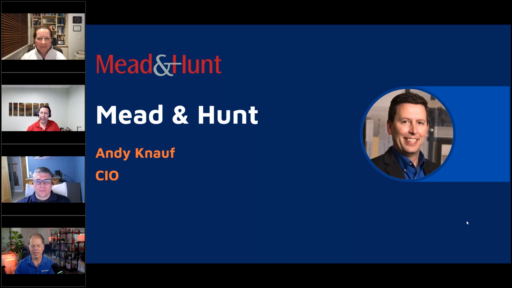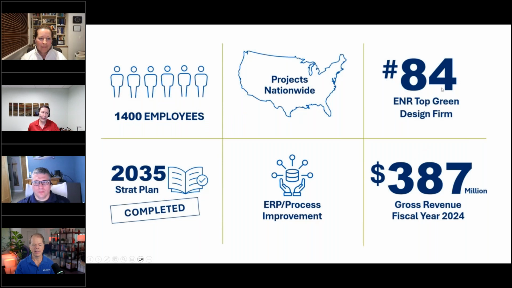So I'm going to go over here a little history on Mead and Hunt. When I started back in 1990, we were one office, and I was the 85th employee that started. Now we're up over 1,400 people. We're nationwide. We keep on growing on the ENR top 500. We're very forward thinking. We already have a strategic plan that we have outlined for 2035, and our revenue continues to increase in the company. All good things.